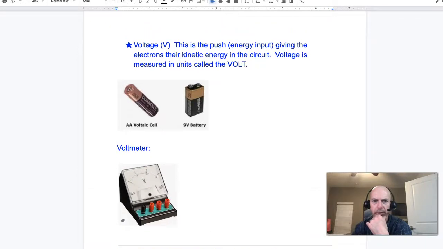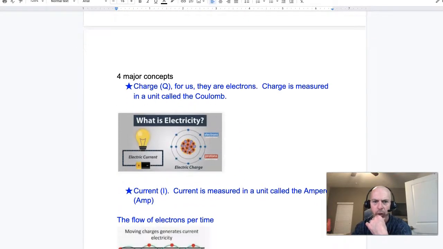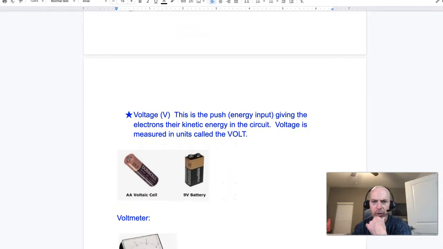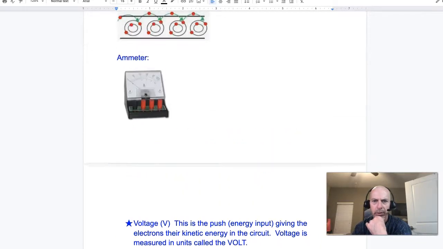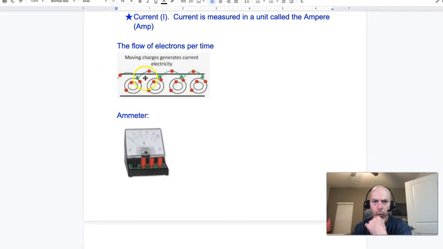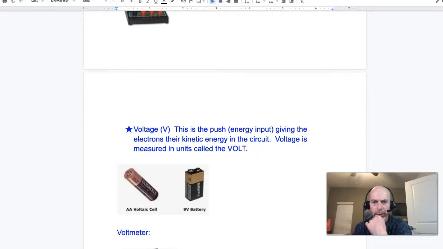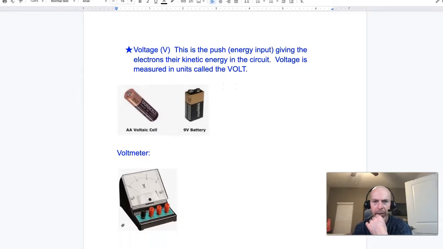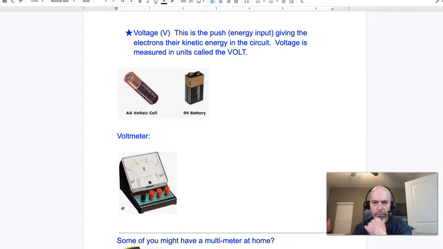Voltage then is the third concept. So we've talked about charge and charge per time, that's current. Well, then the energy input, or the push, that's kind of generating that force that's pushing these valence electrons from atom to atom, that push is then called the voltage. We measure that basically in a unit called the volt. And depending on the circuit, we might have different types of batteries in a circuit, different voltages.